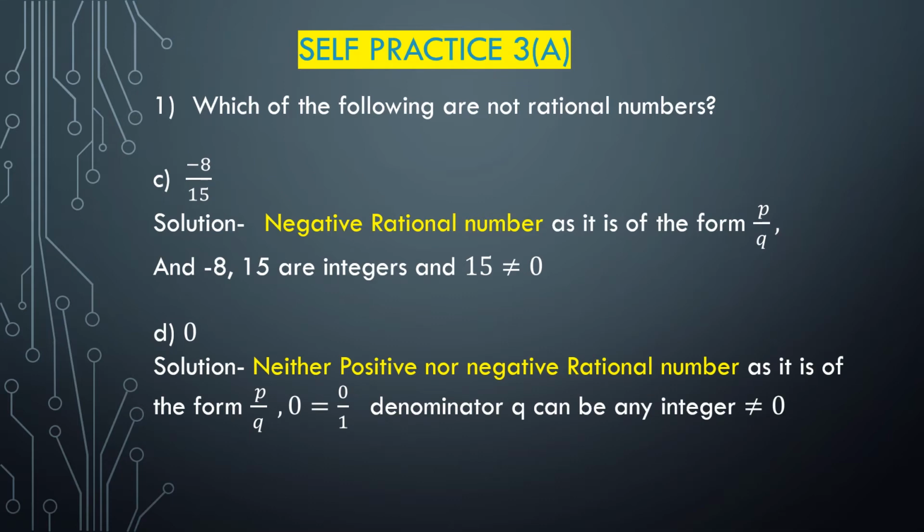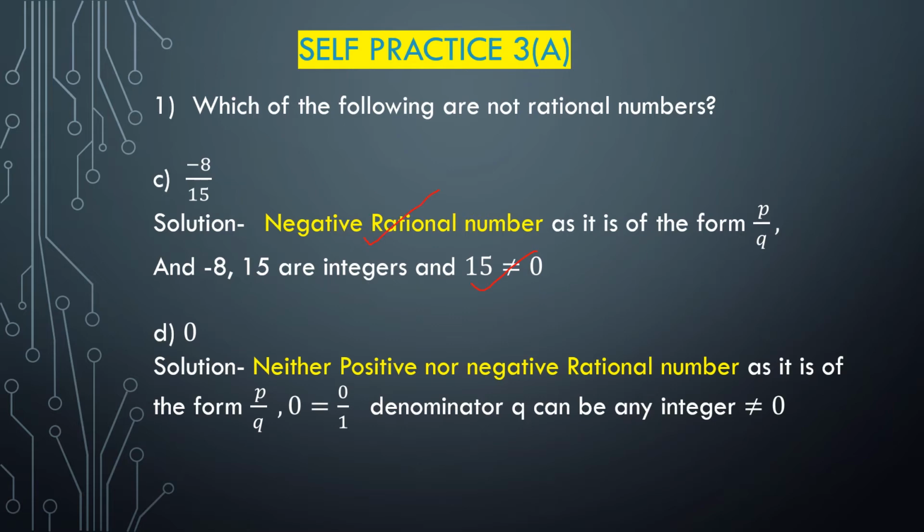Now we solve third bit C, minus 8 divided by 15. This is a negative rational number as it is of the form p divided by q where p and q are integers, that is p is minus 8 and q is 15, both are integers and q, that is 15, not equal to 0. So this is a negative rational number.